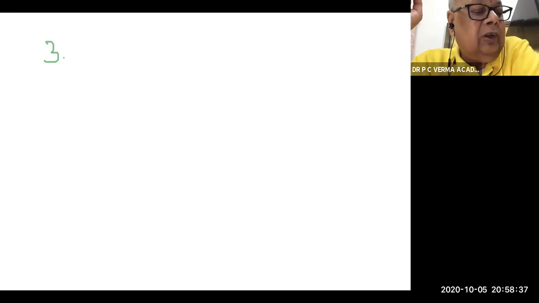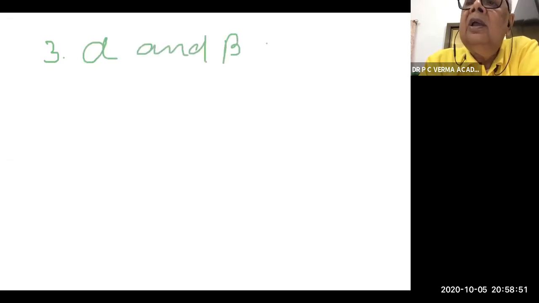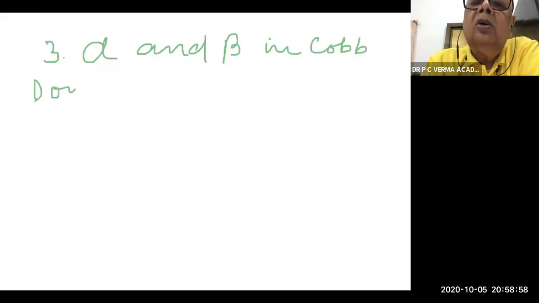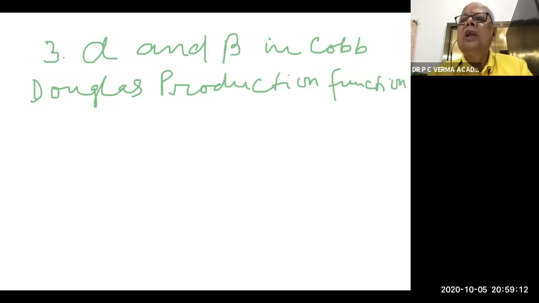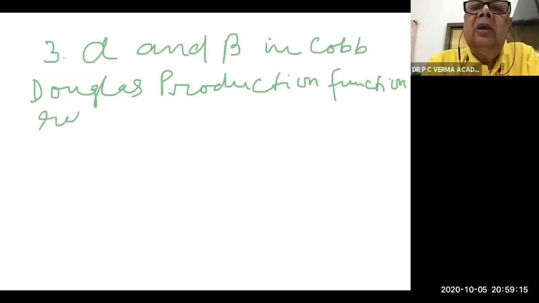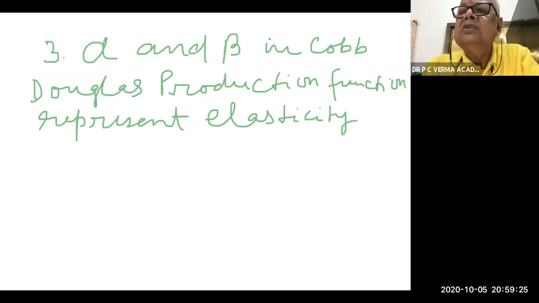So in point 3 we will show that alpha and beta in the Cobb-Douglas production function represent elasticity. Elasticity.